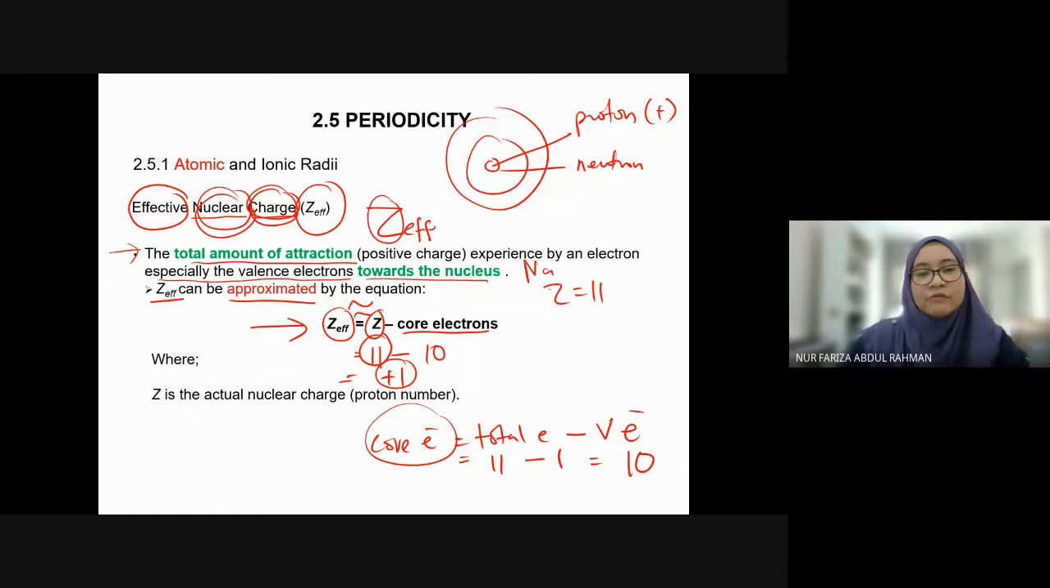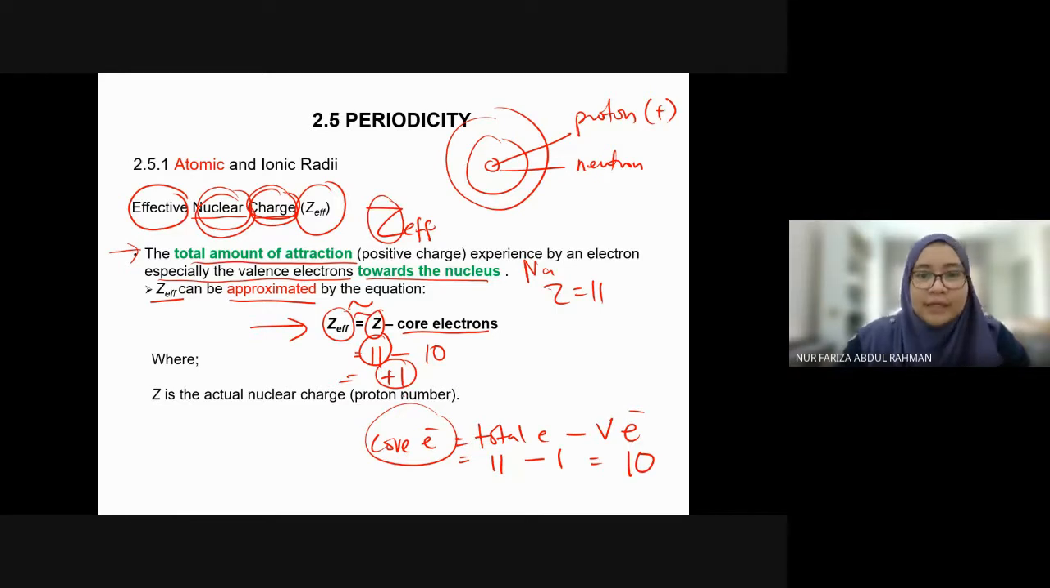Alright, so kalau nak senang ingat dan cepat, Z effective is actually the same as the group number. Sodium comes from group 1, right? So the Z effective is positive 1.